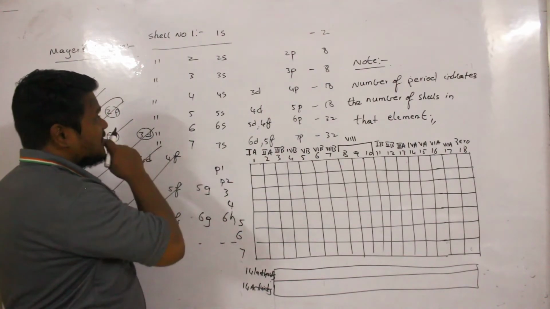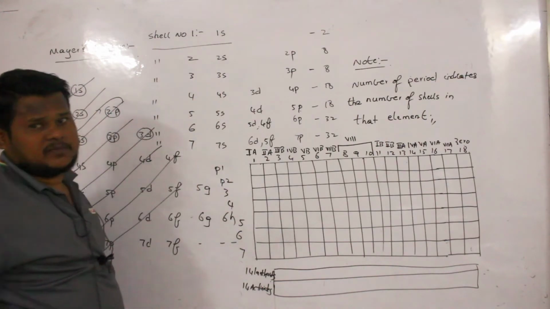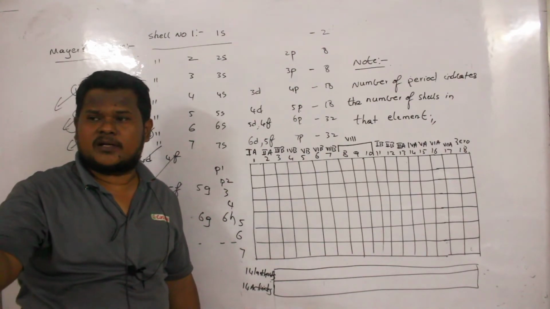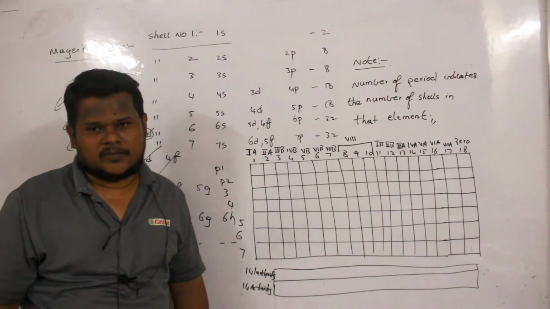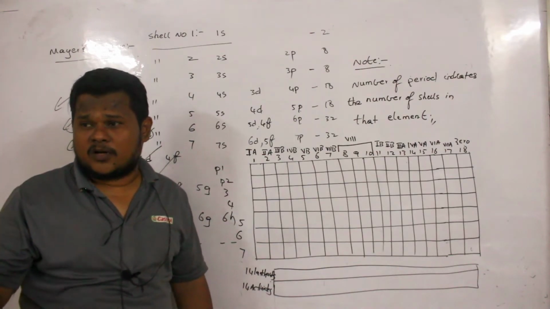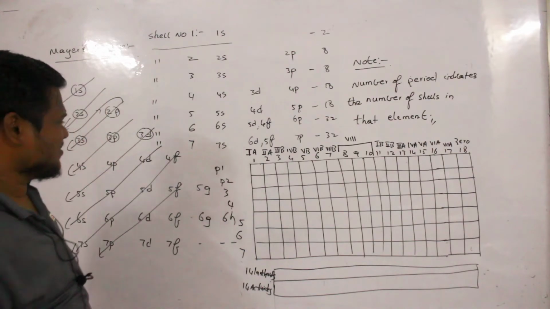Clear? Now see, now I go to shell number 1 or period number 1. Shell number and period number are the same, because the period number always indicates the maximum number of shells present in that particular element. Are you able to understand? You can also call a shell an orbit in this class only. Outside this class you should not say orbit. Clear? Okay, now see.